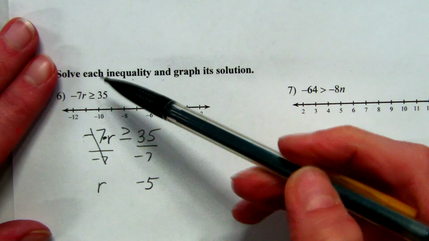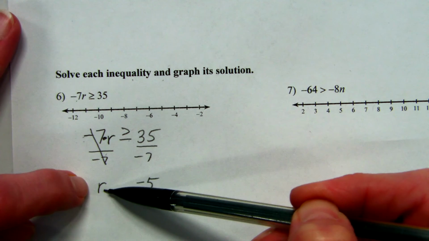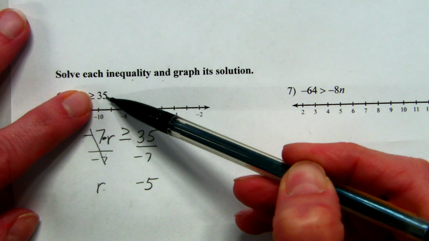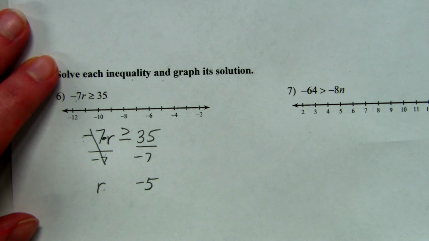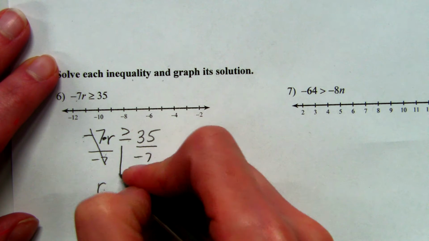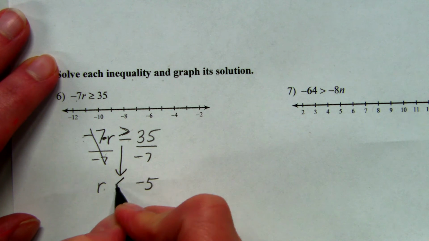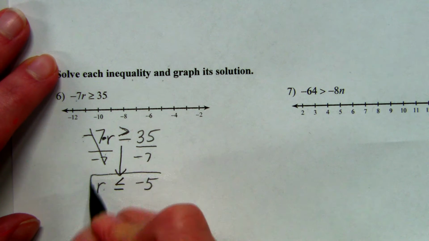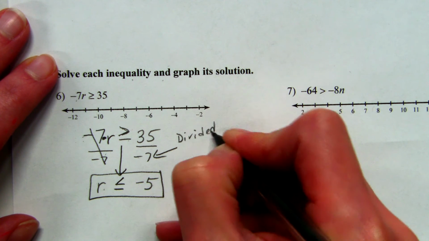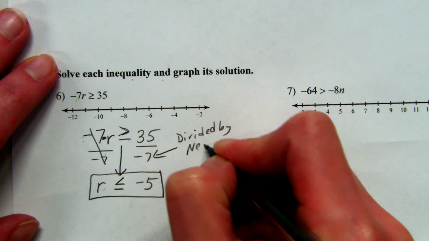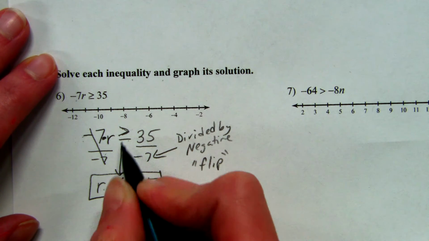Look at what happened to our signs. This is negative. When we divided by the negative 7, that side became positive. I had positive 35. When we divided by the negative 7, it became negative. Because that happens when you divide by a negative, this symbol has to flip. It was greater than or equal to. Now we're going to make it less than or equal to. And so that's the rule. It's because we divided by a negative, which means that we have to flip this inequality around.